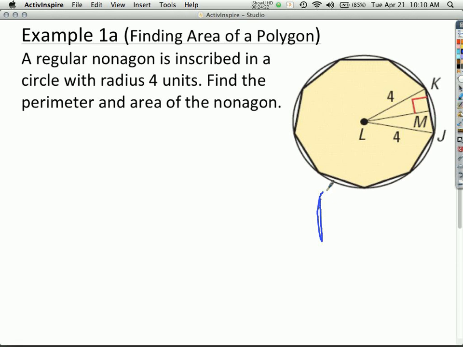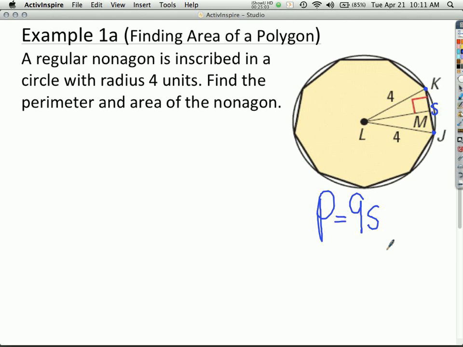The perimeter is going to be the length of a side from here to here, this distance, KJ, times the number of sides. But it's a nonagon, it's regular, so we know that it's 1, 2, 3, 4, 5, 6, 7, 8, 9. So 9 times this length will get us the perimeter. So we can call this length S. So 9 times S will get us the perimeter.